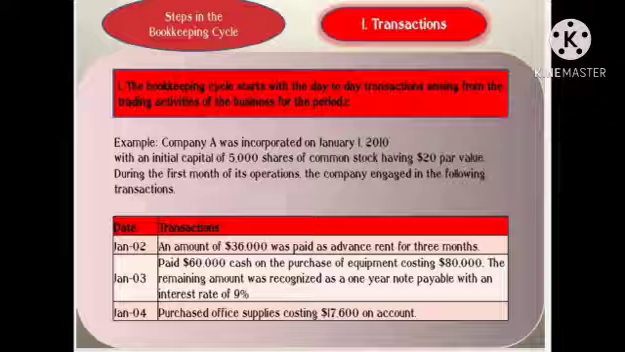On January 2nd, an amount of $36,000 was paid as advance rent for 3 months. On January 3rd, paid $60,000 cash on the purchase of equipment costing $80,000. The remaining amount was recognized as a 1-year note payable with an interest rate of 9%. On January 4th, purchased office supplies costing $70,600 on account.